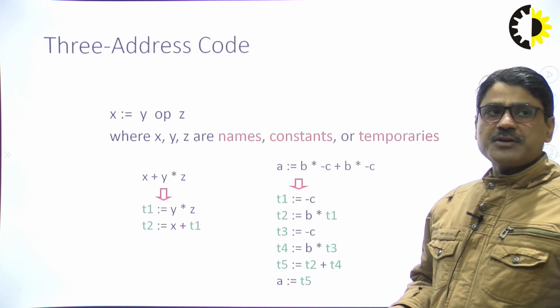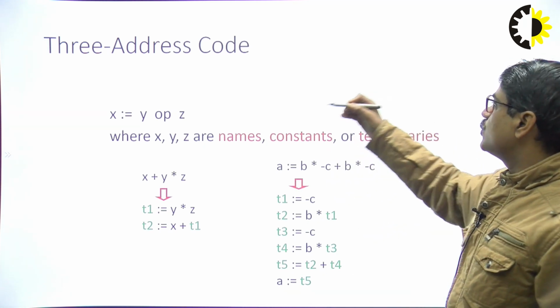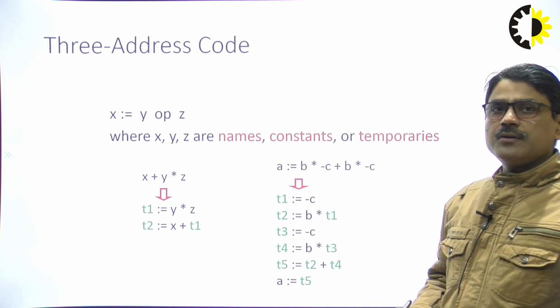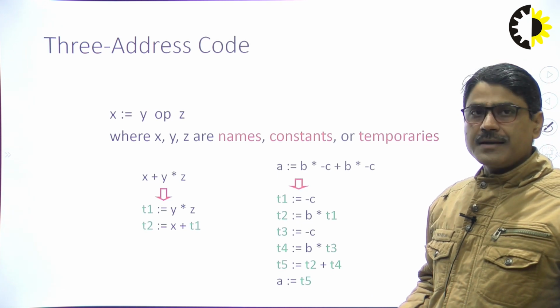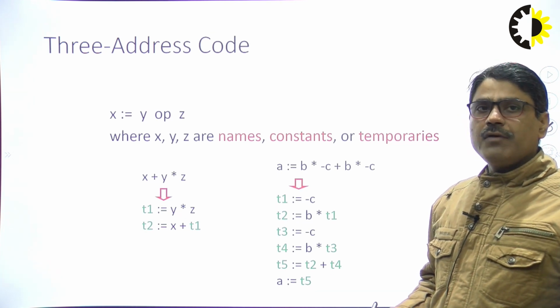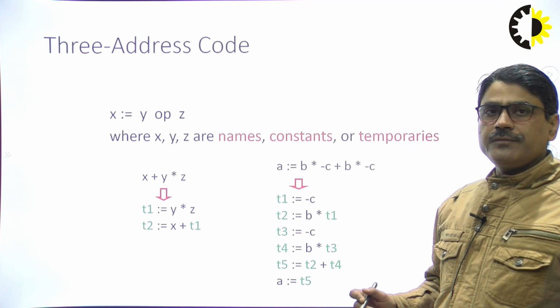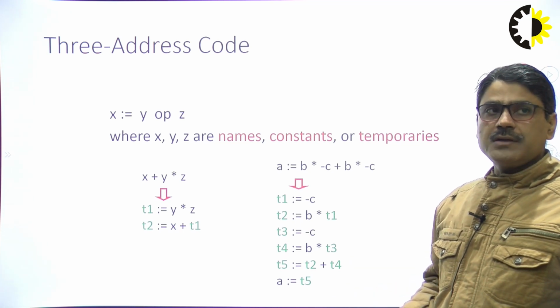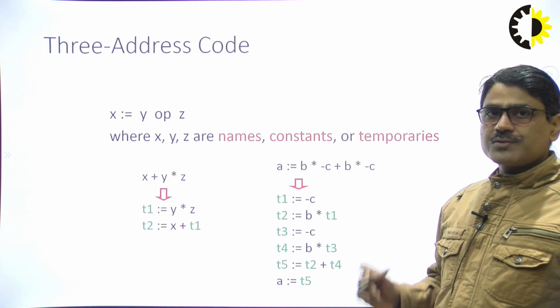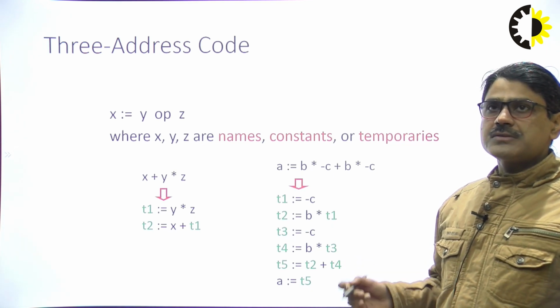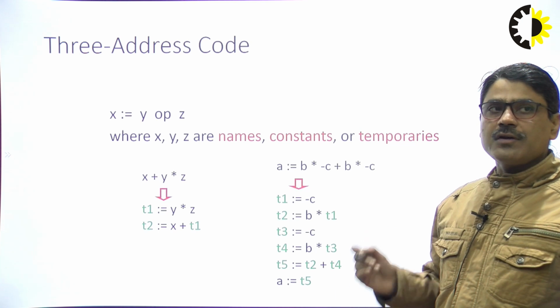And the kind of expression is basically x equals y operator z. There are two operands for performing the operation, one binary operator, and one operand where you have to store the result after calculating this expression. So this is called three address code. Why is it called three address code? Because a maximum of three addresses are involved.